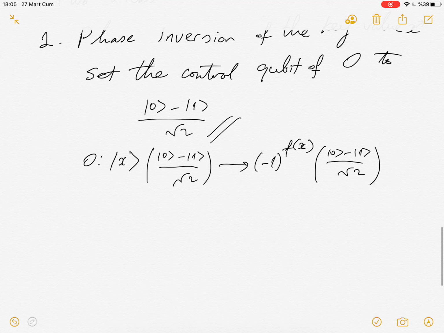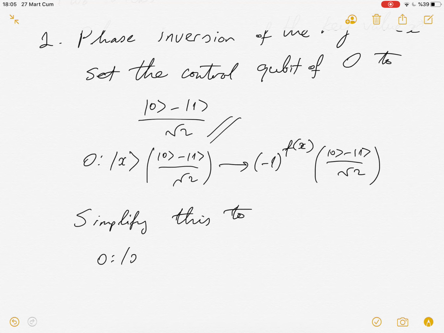Now, to simplify the action of the oracle, we can actually omit the second qubit of the oracle. So the action of O could be rewritten as ket x maps to minus 1 to the power f of x, ket x. Oh, actually, I forgot to put x here, so we have ket x here.